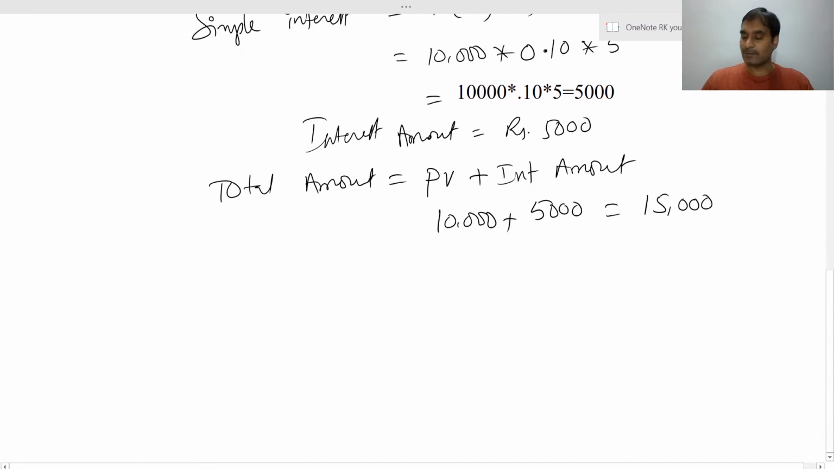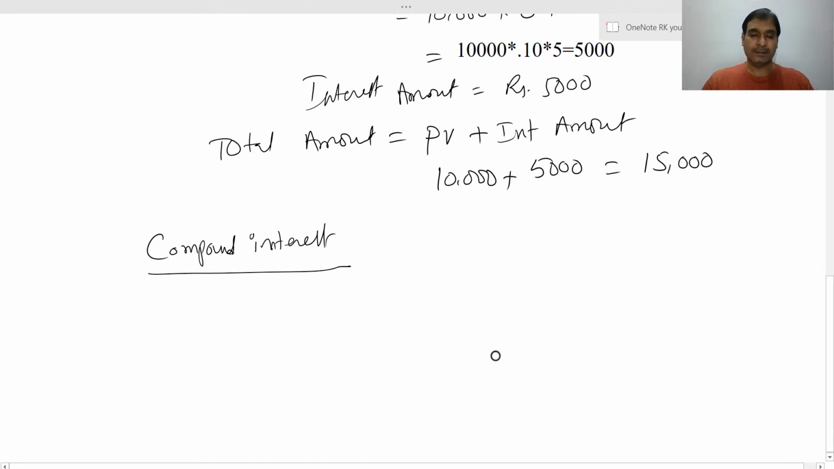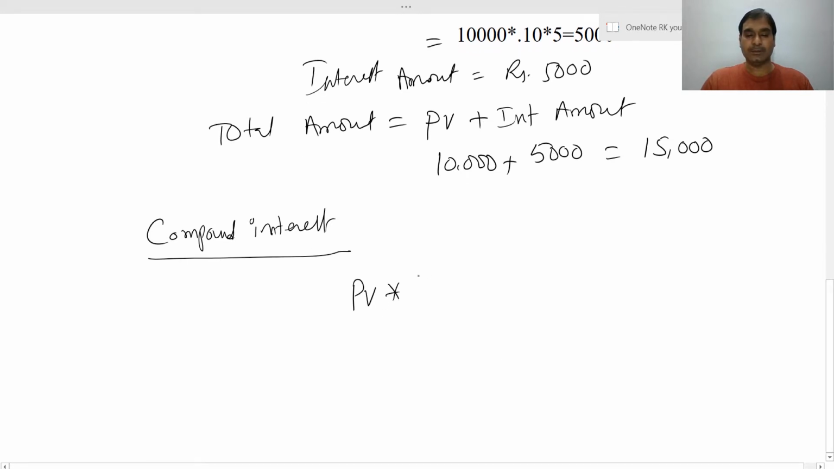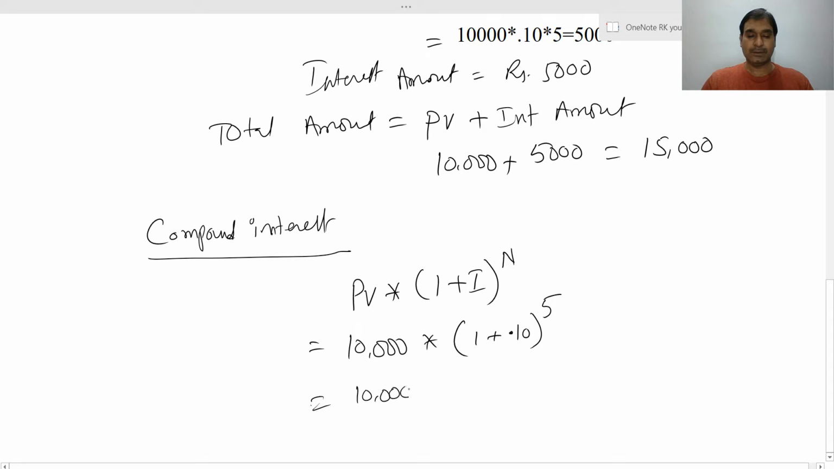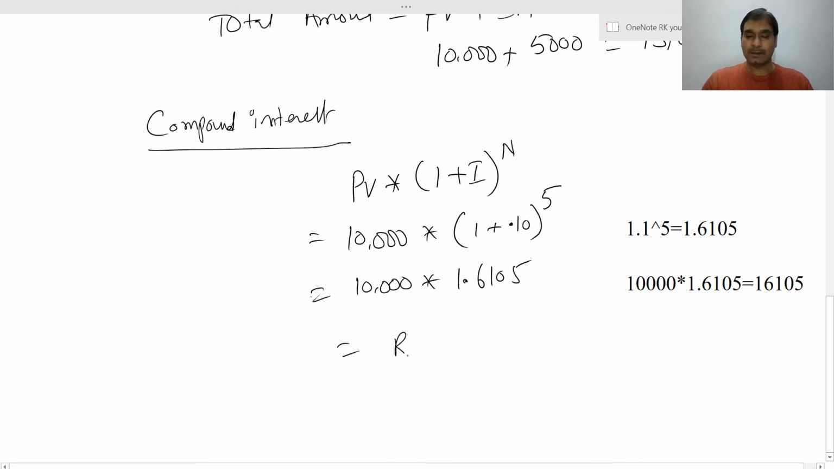Now we calculate for compound interest. In compound interest we calculate directly. That is present value into 1 plus I to the power of N. So this equals present value, 10,000, into 1 plus the interest rate of 10%, that is 0.10, raised to the power of 5 years. So this equals 10,000 into 1.6105.